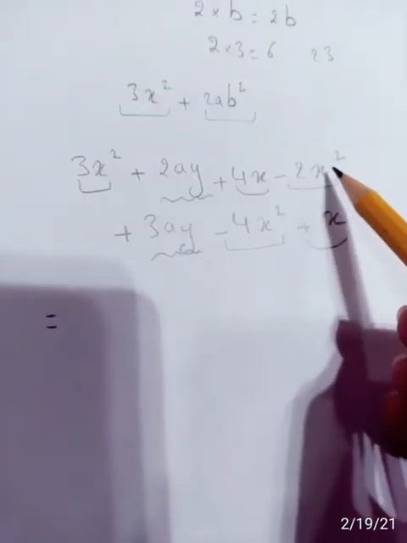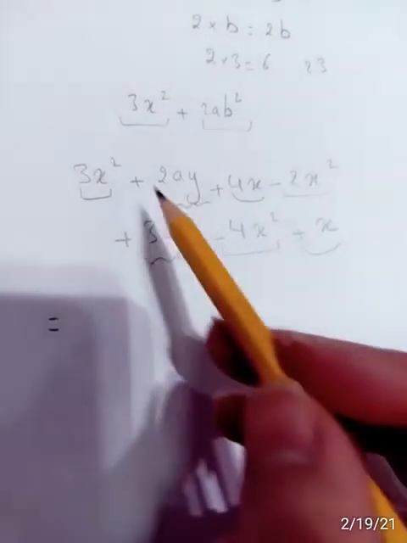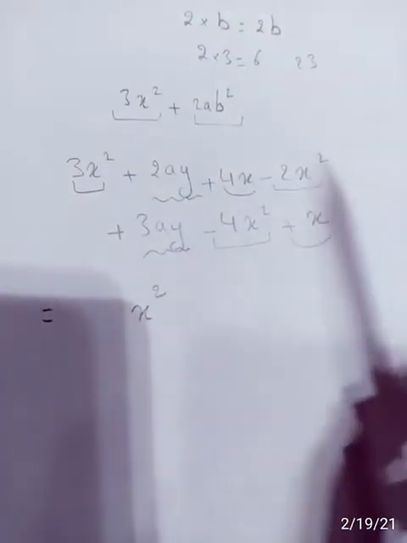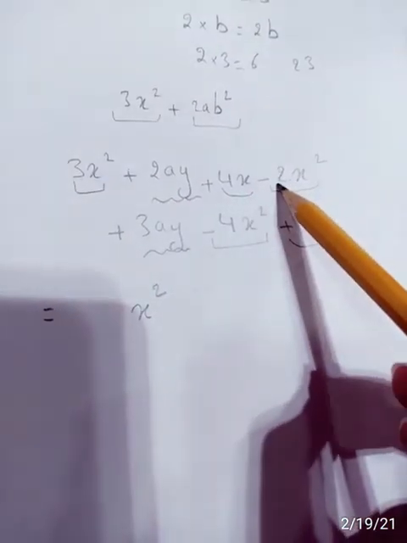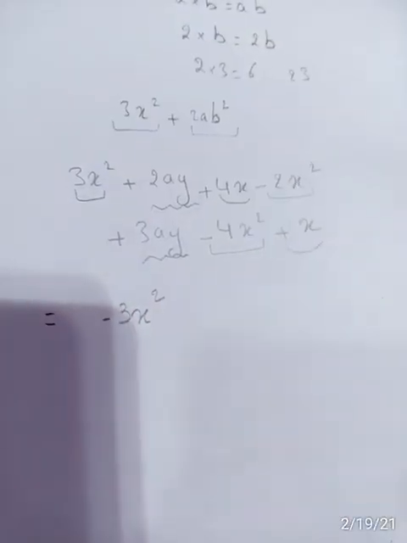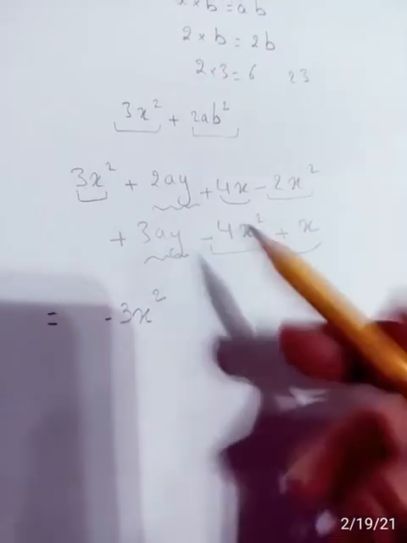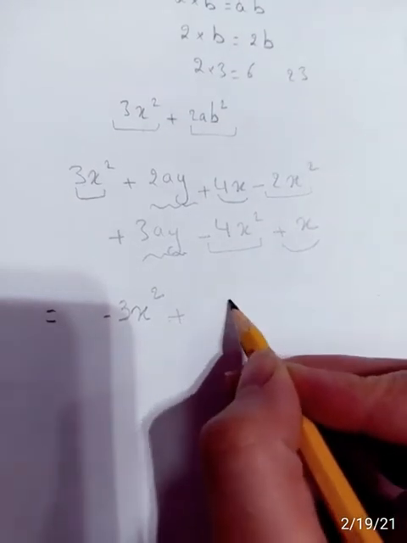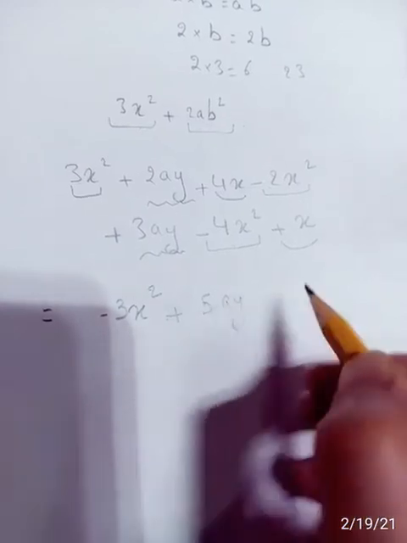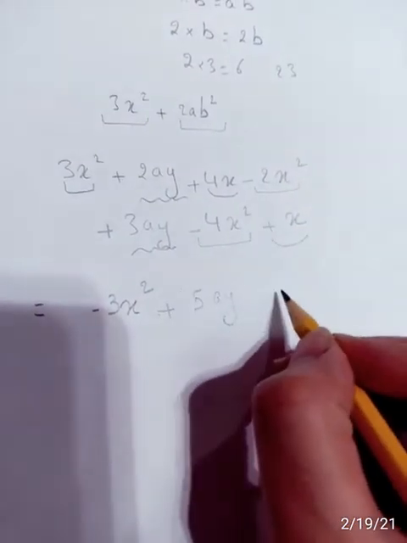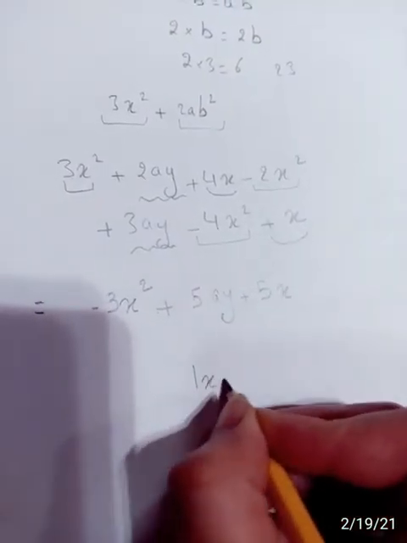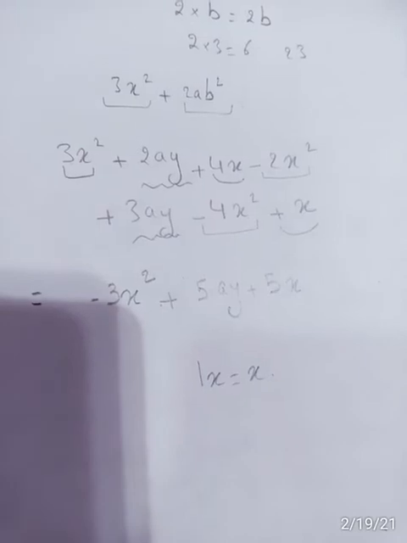3x squared minus 2x squared minus 4x squared. Since they all have x squared as common, I write it, and I calculate the coefficients. 3 minus 2 is 1. Minus 4 is minus 3. Okay? Now 2ay plus 3ay. The common part is ay, it's a like term. 2 plus 3 is 5. 4x plus x. We have x. 4 plus 1 is 5x. Recall that 1 times x equals x. Okay.